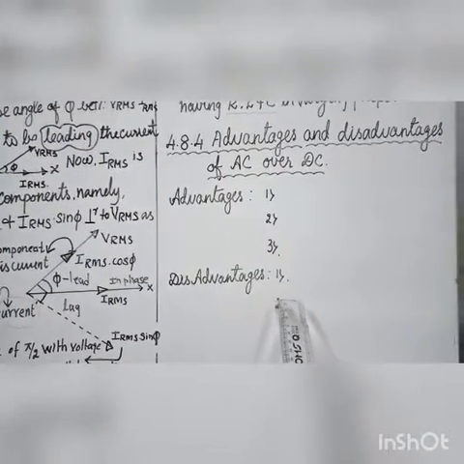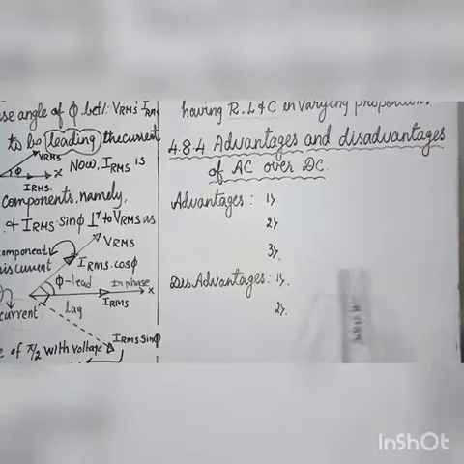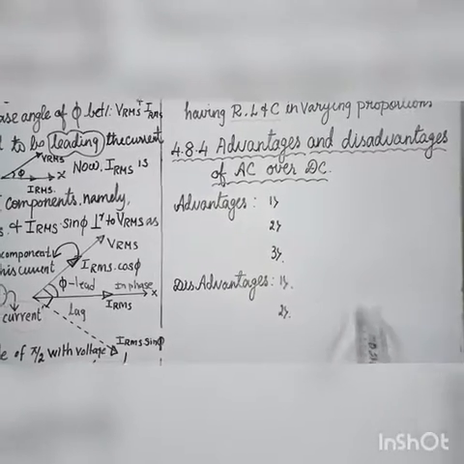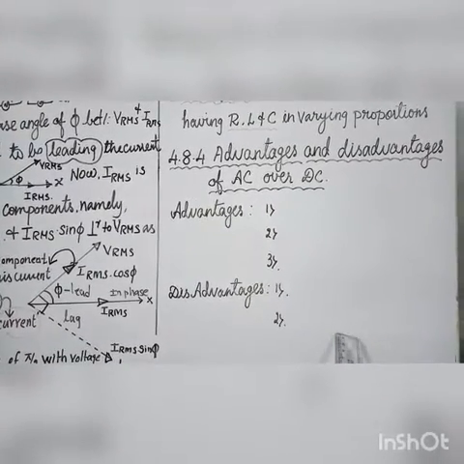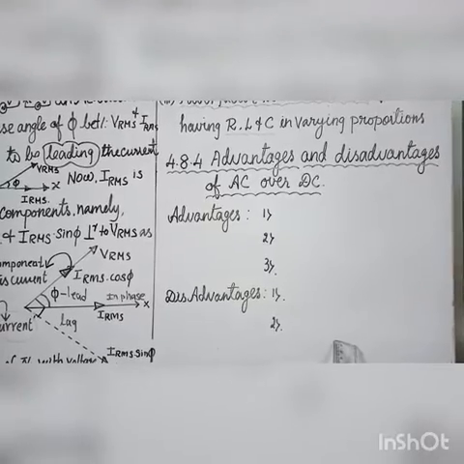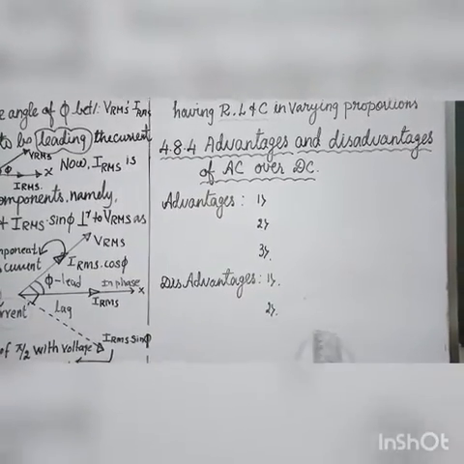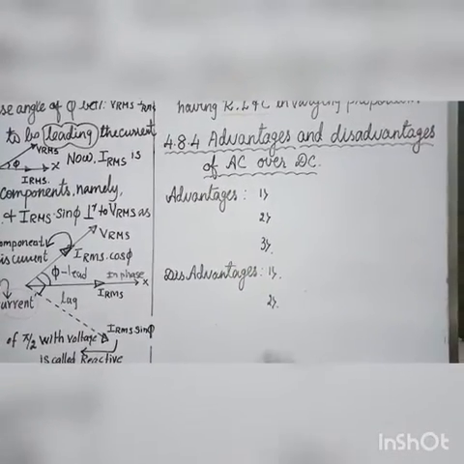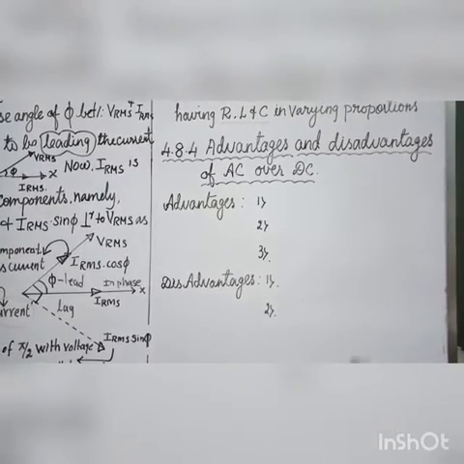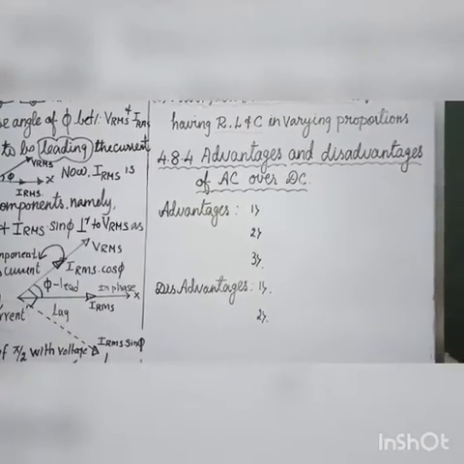Disadvantages. The alternating voltage cannot be used for certain applications, for example, charging of batteries, electroplating, electric traction, etc. The second disadvantage is that at high voltage it is more dangerous to work with AC than DC.